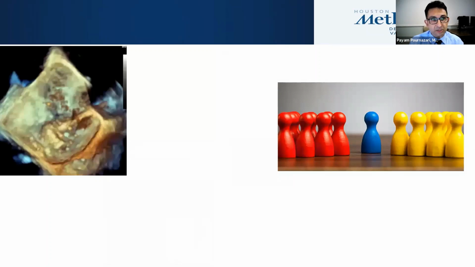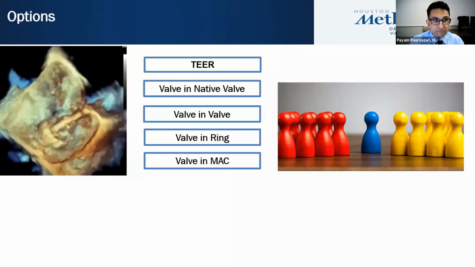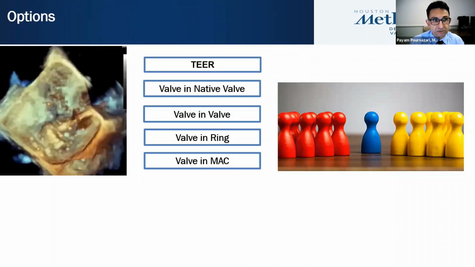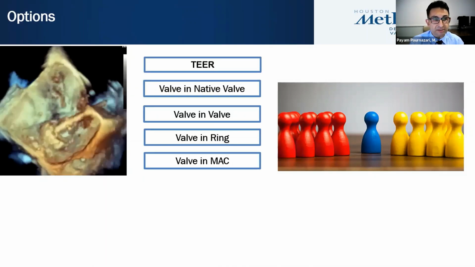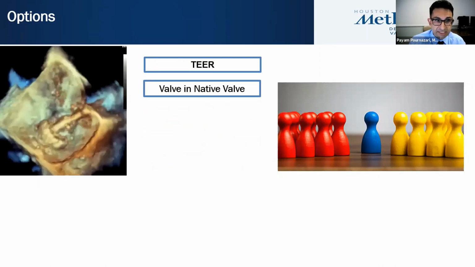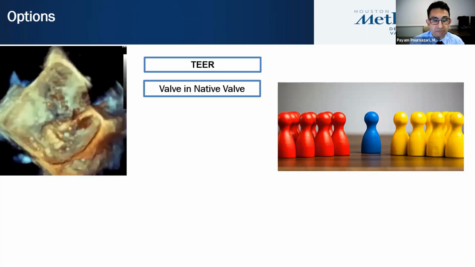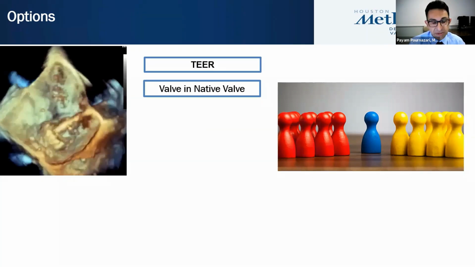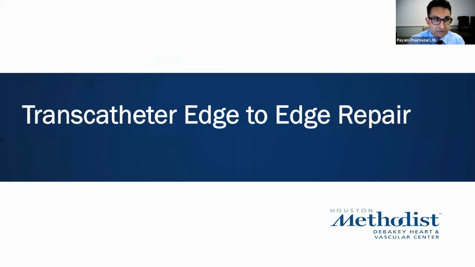So we have multiple options. However, at this point, for the purpose of my talk, I'm going to focus on two of them: the transcatheter edge-to-edge repair using the MitraClip device, and also the valve-in-native-valve approach using one of the clinical trial valve options at this point. So let's focus on transcatheter edge-to-edge repair.